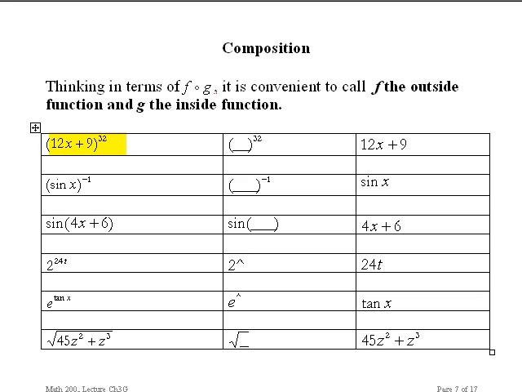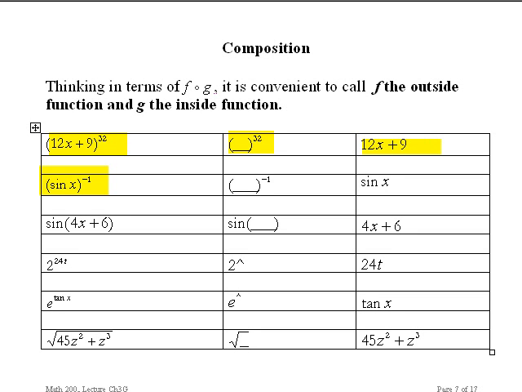Here is 12x plus 9, all raised to the 32nd power. I'm going to say the outside function is something raised to the 32nd power. I could have put an x here, but I just want to put a blank for emphasis. So something raised to the 32nd power is the outside function. The inside function is 12x plus 9.